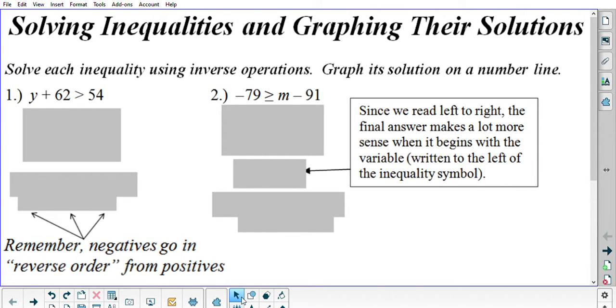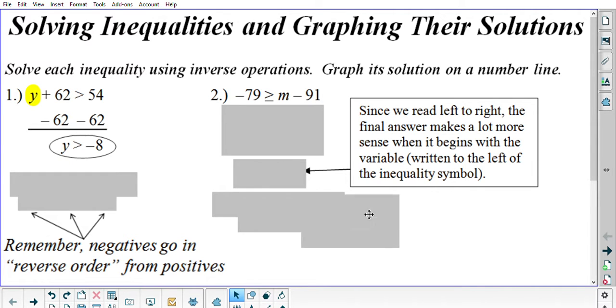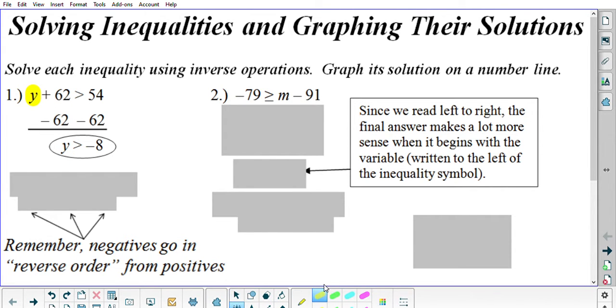So you will notice on these problems, the variable is definitely not by itself, and so we have to ask ourselves what's happening to the variable. We can see here it's being added by 62, and so we're going to subtract by 62 on both sides. 54 take away 62 will give us negative 8. 62 minus 62 is 0, so that leaves us with the y by itself. And that is the first part of the directions where we are solving the inequality using inverse operations.